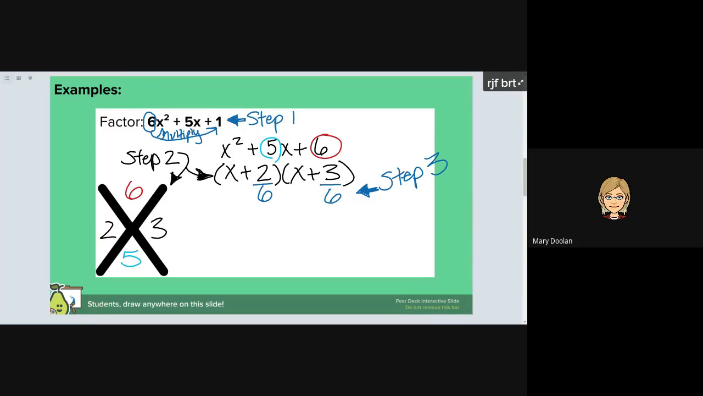Step 4 is to simplify. Okay, so I want to simplify the fractions that are now here. So 2/6 is a fraction that simplifies to 1/3. And 3/6 is a fraction that actually simplifies to 1/2. So step 4 here is to simplify those fractions that you got in step 3.